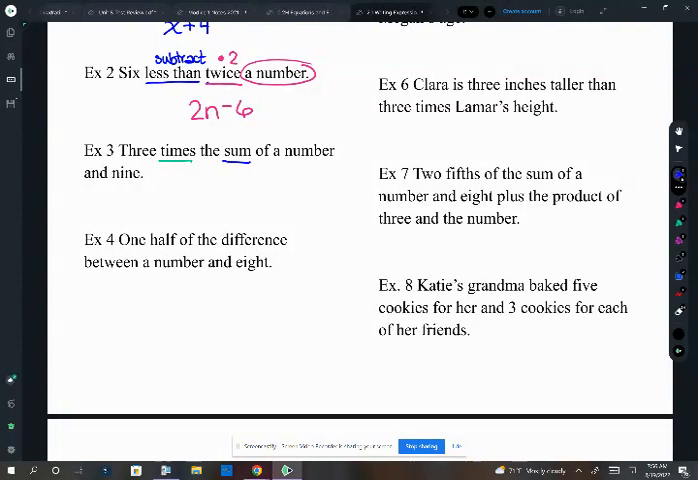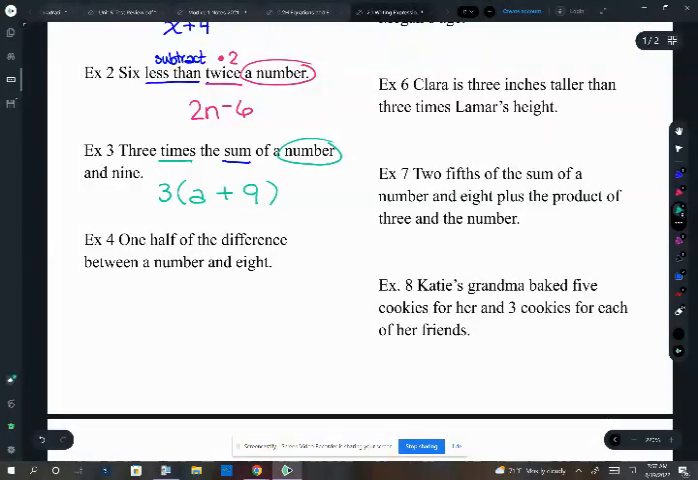So as we're looking, let's just go piece by piece. So as we're looking at 3 times the sum, that means I'm going to add some things together that are going to go in parentheses. So 3 times the sum, so we're going to add 2 things together, of a number, which this is our unknown. So again, we can pick any letter we want. So let's pick a, and 9.